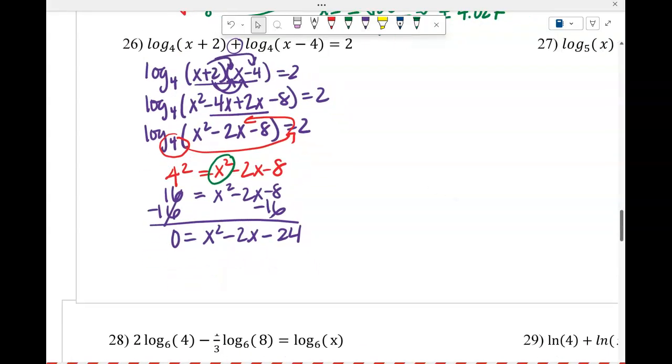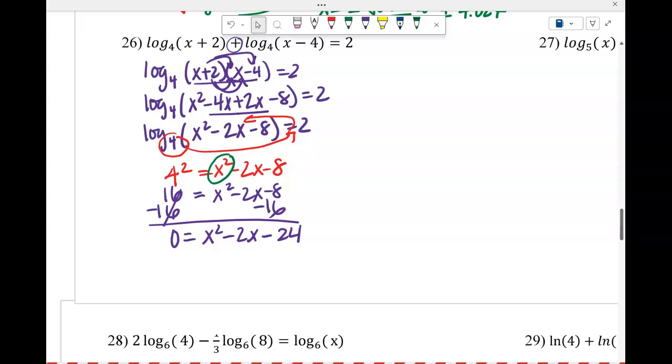Now, anytime we have a quadratic, we have 3 options to solve: factoring, completing the square, quadratic formula. In this case, we are going to try to factor. If you need to take a minute to factor, please do so. But the factors that I come up with are x minus 6 times x plus 4. Then we are going to set each factor equal to 0.